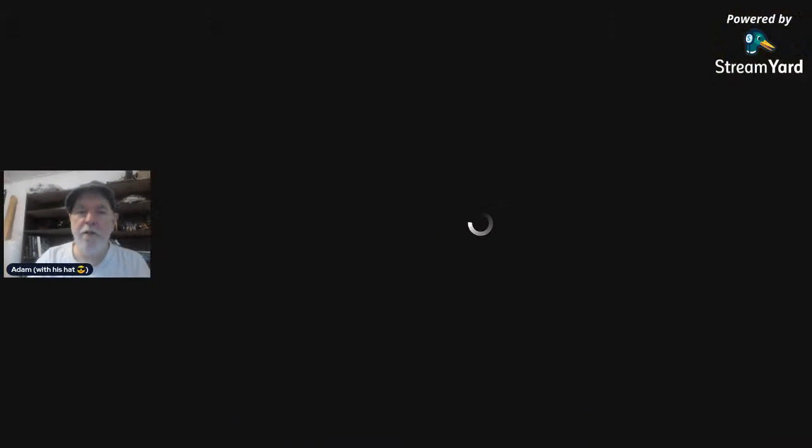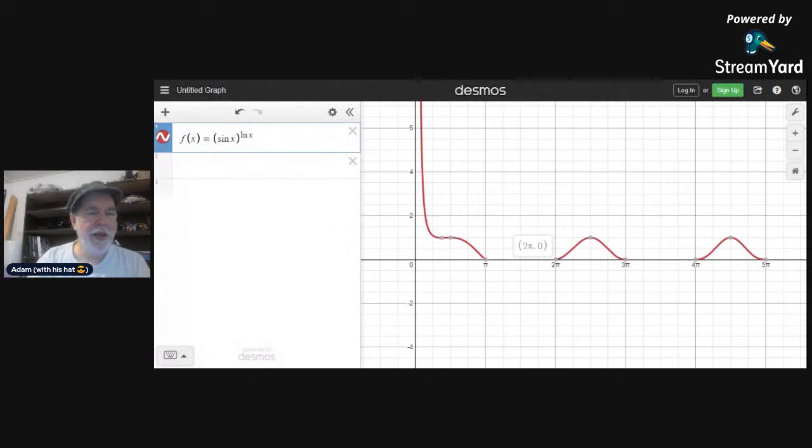And let's share, because it's nice to share. Let us share the Chrome tab that has got the Desmos graphing calculator. And you should be able to see that forthwithly. Okay, so here's our Desmos graphing calculator.